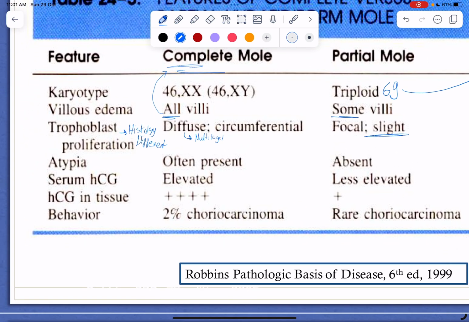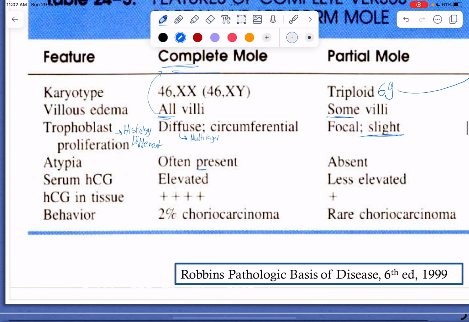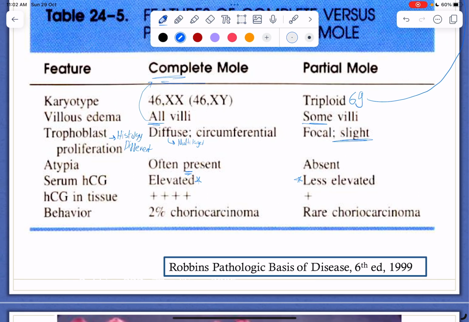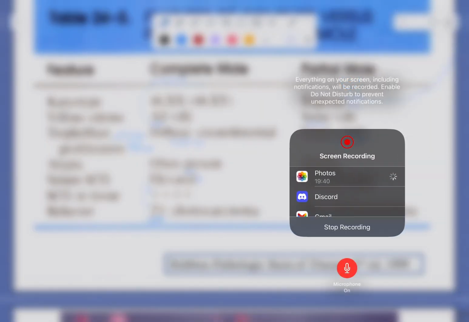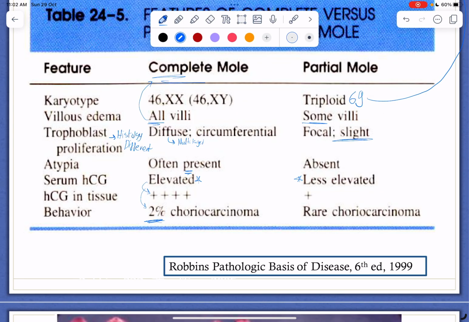Atypia. In complete mole, we often find atypia of the trophoblast, and in the partial mole, atypia is absent. So the complete mole may develop choriocarcinoma, and in the partial mole, it is rare. HCG, serum HCG and HCG in the tissue. In the serum, complete mole has elevated HCG. In the partial mole, also elevated but less than in complete mole.